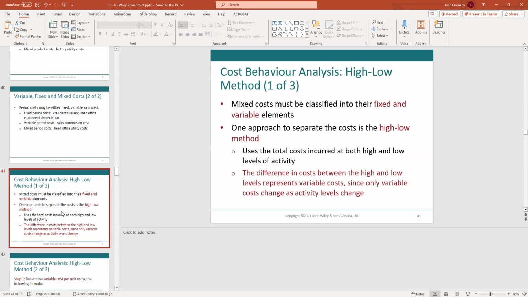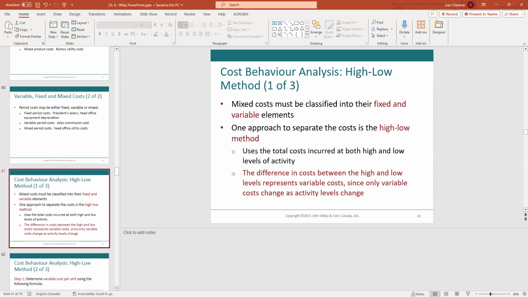How are we going to analyze the costs? So far we're talking about costs and how the costs behave. The purpose, as you remember, for managerial accounting is to understand the cost, to analyze the cost, and try to predict the cost. One way to predict the cost is using the high and low method. In the high and low method, we're going to have a mixed cost, which we're going to classify into fixed and variable components. One approach to separate cost is the high and low method.